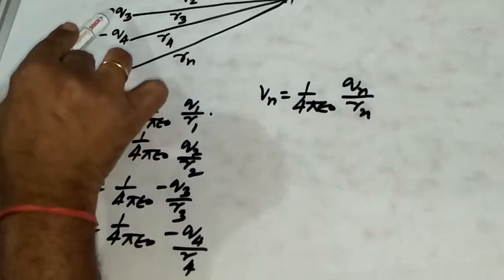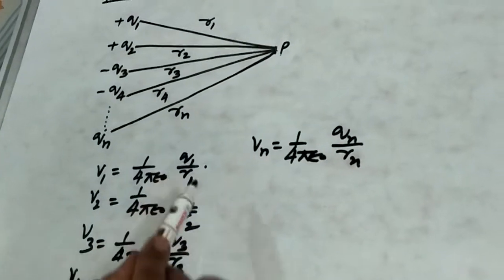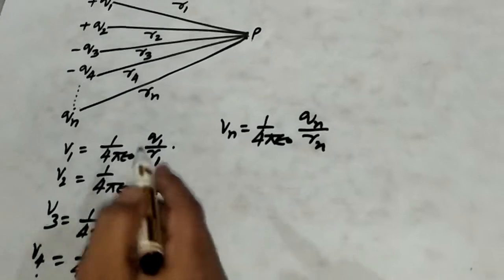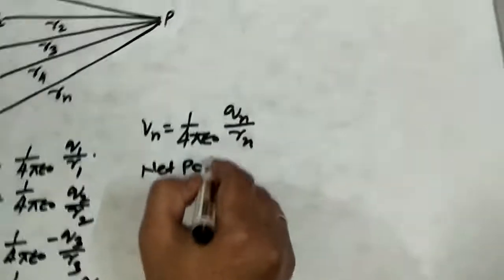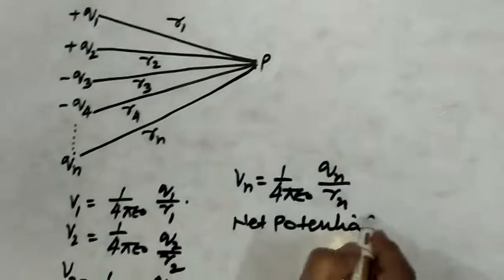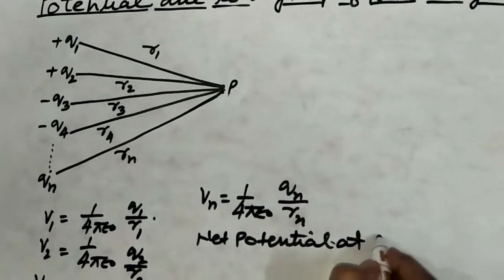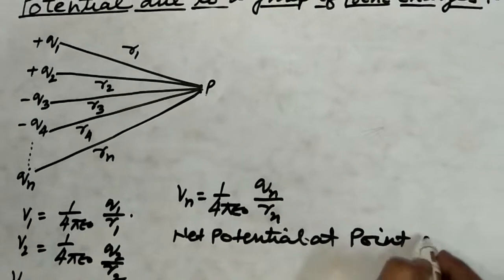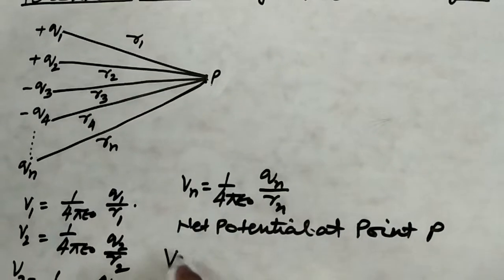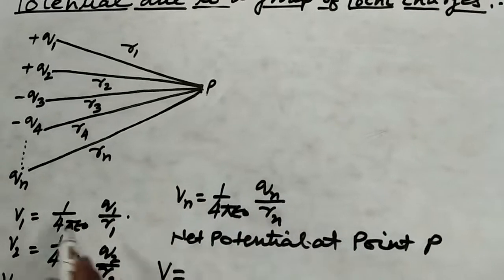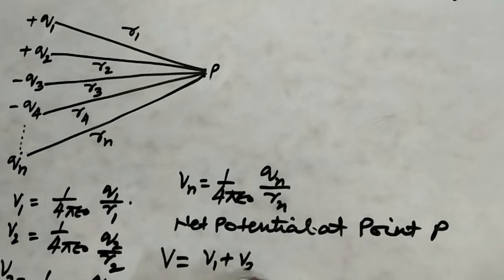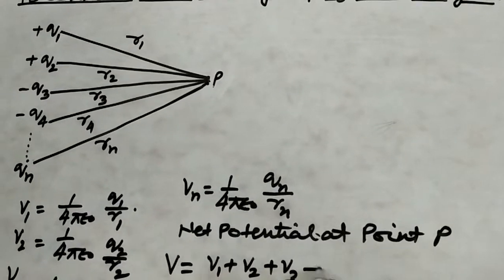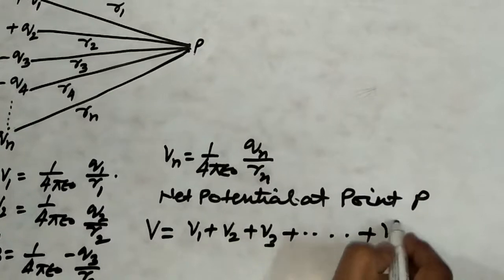Be careful about this one. We consider the sign of the charge here. If the charge is positive, then we will take positive; if negative, negative. And for finding the net potential at point P, suppose this one is V. So for finding the net potential, we will take their algebraic sum. Simply we will add V1 plus V2 plus V3 plus up to Vn.